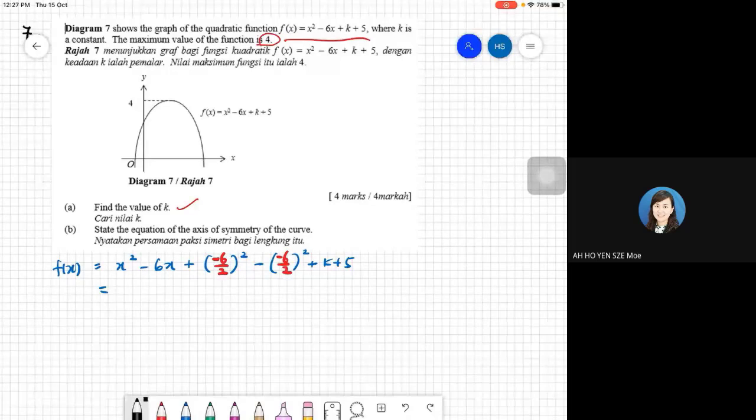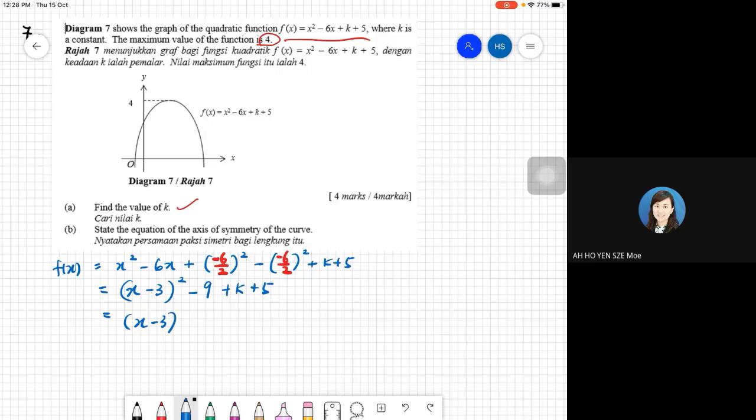So, tulis dalam bentuk perfect square. x, negatif 6 bagi 2 adalah negatif 3. Okay. Tolak 3 kuasa 2. Okay. So, belakang tolak mesti tolak. Tolak ini adalah negatif 3 kan. Kuasa 2 adalah 9. Okay. So, tambah k tambah dengan 5. So, sekarang ni boleh ringkaskan lagi. We can simplify it. So, you will get your k, this is plus k, ya, plus k minus 4. Okay.